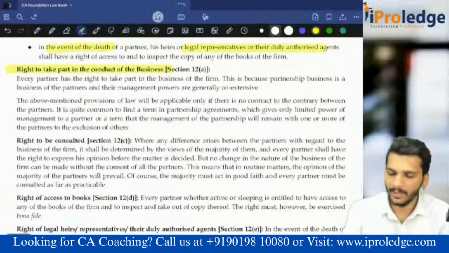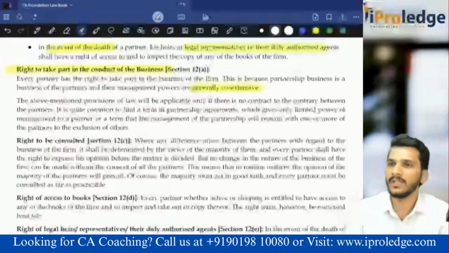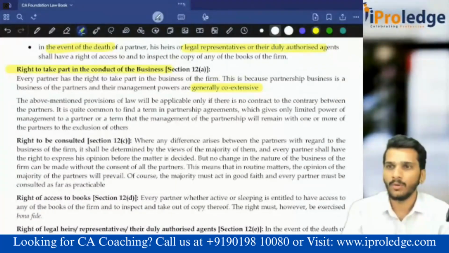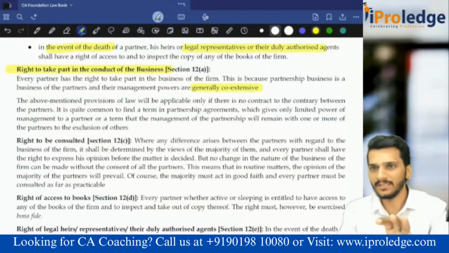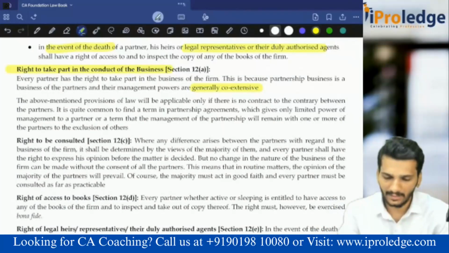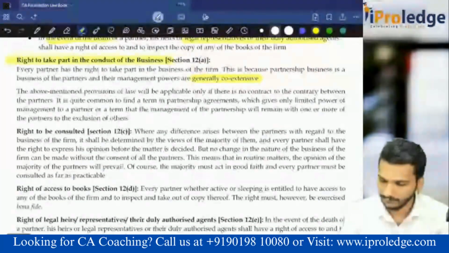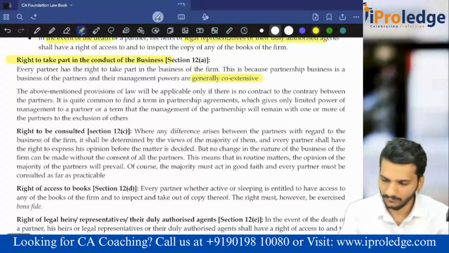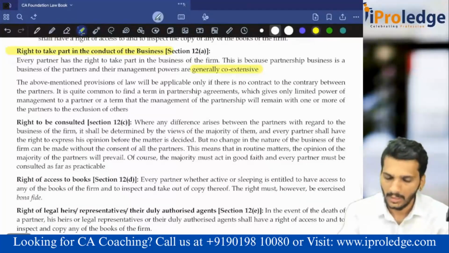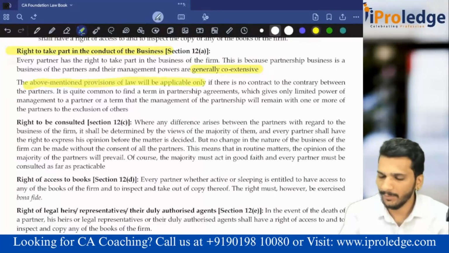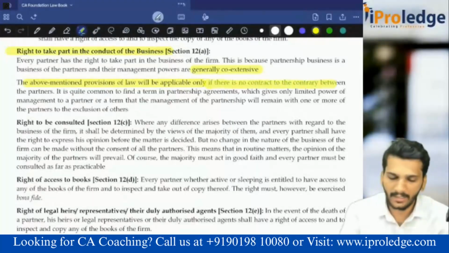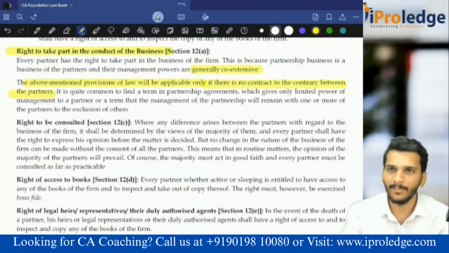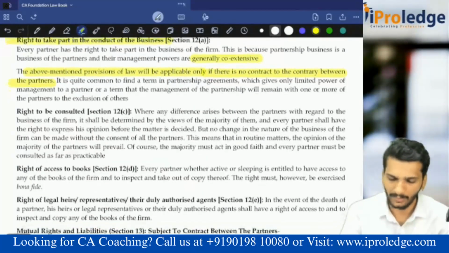They say the powers of the partners are coextensive. What is coextensive? To the same extent, whatever the powers of this partner is there, to the same extent this power is there, unless there is a contrary. The above mentioned provisions will be applicable only if there is no contract to the contrary between the partners. If there is an agreement, as per the agreement, every partner will become a party.